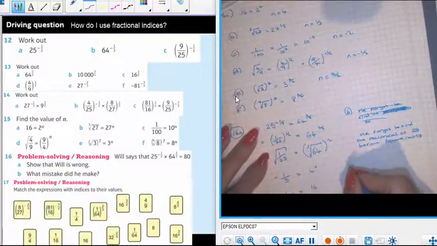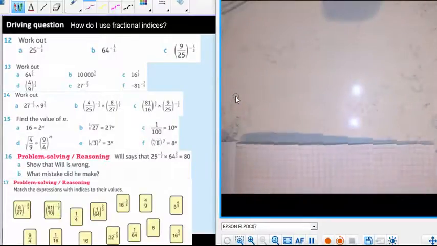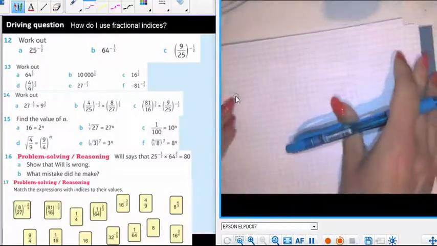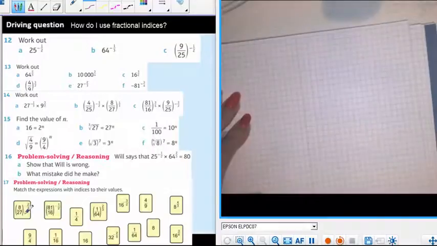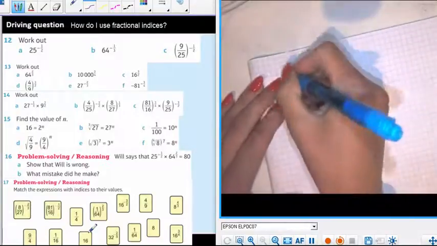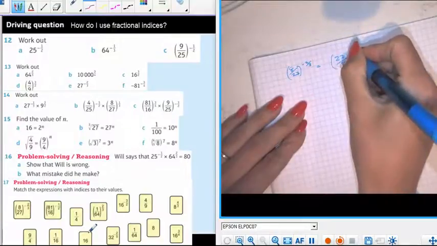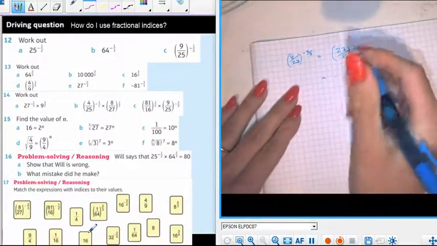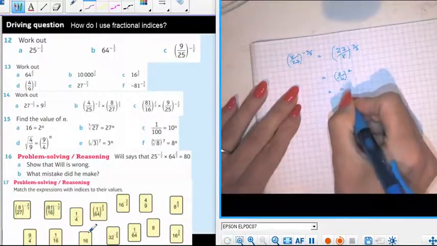Question 17. There's lots of questions here, so I'm going to start a new page. Match the expressions with indices to their values. So I'm just going to go through the questions and then match them to the answers. So 8 over 27 to the power of negative 2/3 equals 27 over 8 to the power of 2/3. The cube root of 27 is 3, the cube root of 8 is 2, 3 squared is 9, 2 squared is 4.